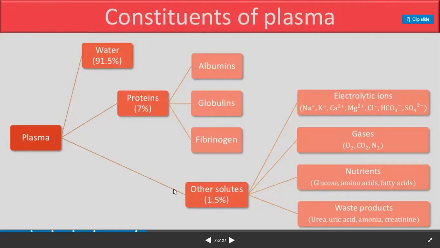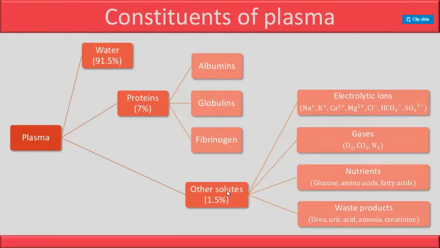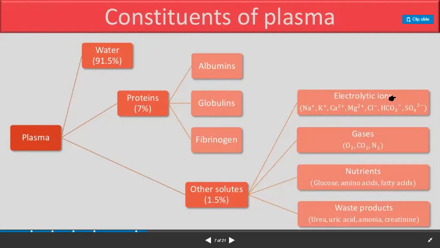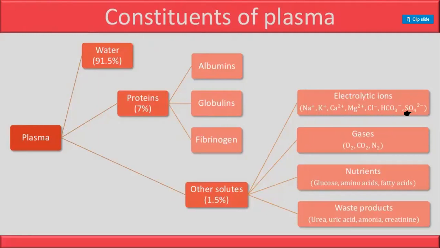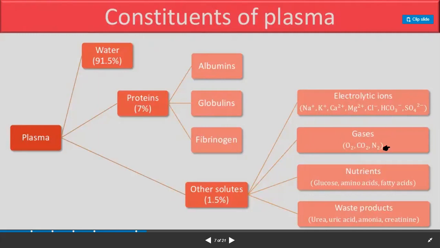Now, apart from proteins, you also have other solutes. What are these other solutes that are found in the plasma? These other solutes are electrolytic ions. So we have sodium ions, potassium ions, calcium ions, magnesium ions, chloride ions, hydrogen carbonate ions, and sulfate ions. They are found in the plasma. And then we have gases like oxygen, carbon dioxide, and nitrogen. And then we also have nutrients like glucose, amino acids, fatty acids. And then we have waste products also like urea, uric acid, ammonia, and creatinine.